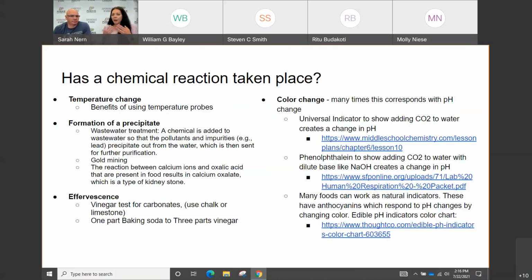And then even in our bodies, of course, there are lots of chemical reactions happening as well. I think we talked a little bit about the kidney stone and how you have these calcium ions and then oxalic acid, which is present in a lot of the food that you might eat.